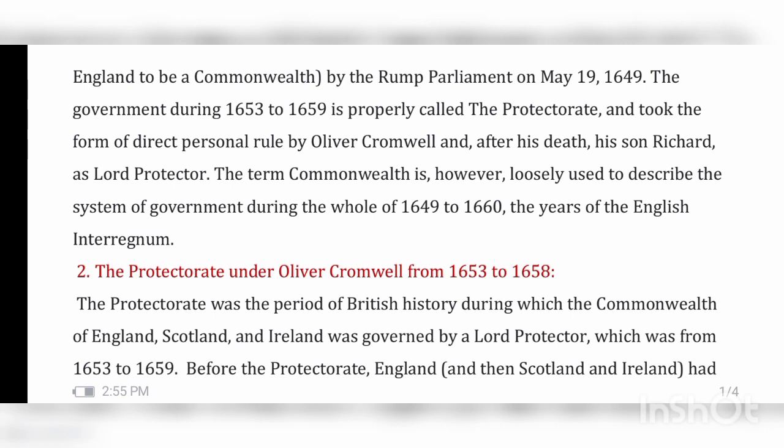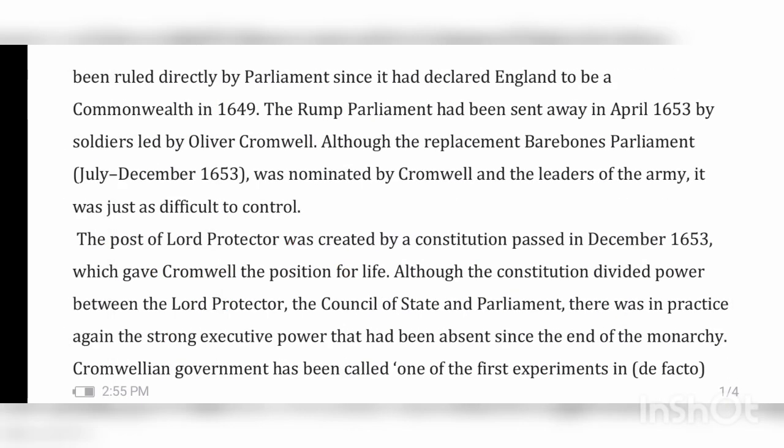The second period is the Protectorate under Oliver Cromwell from 1653 to 1658. The Protectorate was the period of British history during which the Commonwealth of England, Scotland, and Ireland was governed by a Lord Protector, from 1653 to 1659. Before the Protectorate, England and then Scotland and Ireland had been ruled directly by Parliament since it had declared England to be a Commonwealth in 1649. The Rump Parliament had been sent away in April 1653 by soldiers led by Oliver Cromwell.